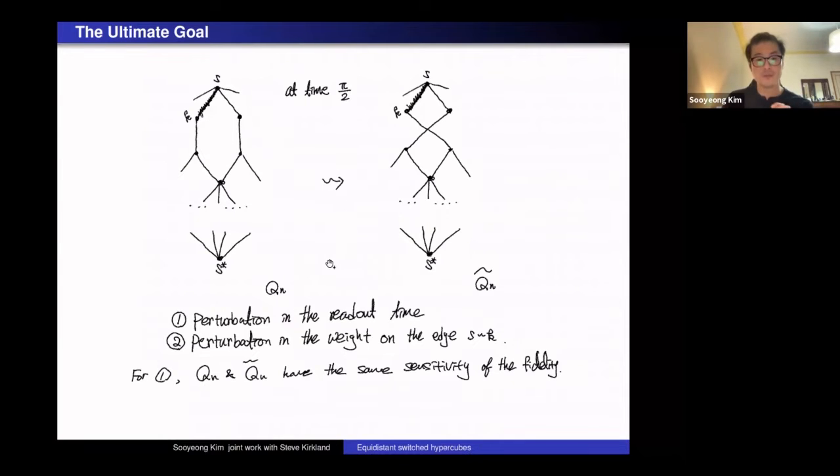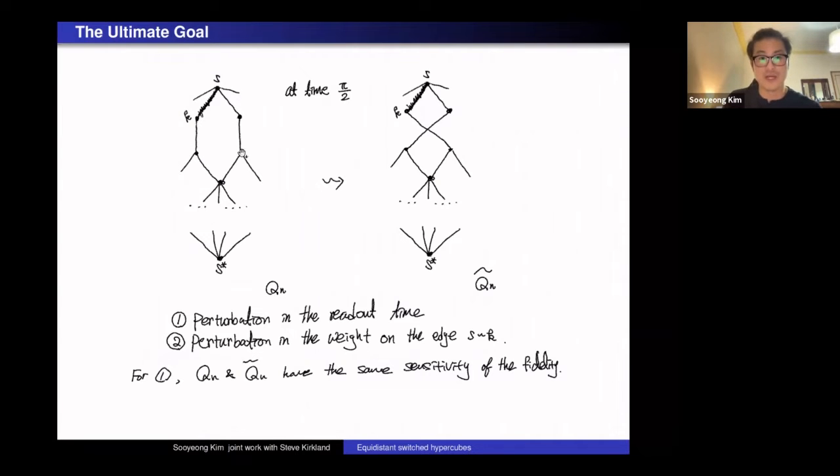Here the thing is we want to compare two graphs with similar properties. We do not want to compare apples and oranges. We want to compare oranges from, let's say, California and Florida, right? Qn exhibits PST between S and S star, and our desired property is to have PST between S and S star in Q tilde n too. That's why I intentionally switch these two edges.